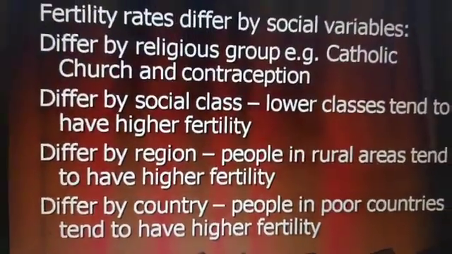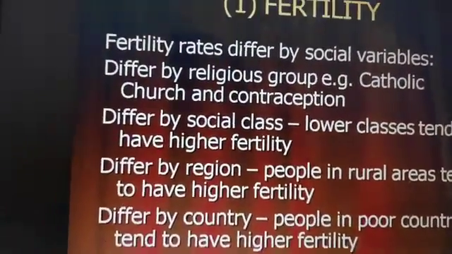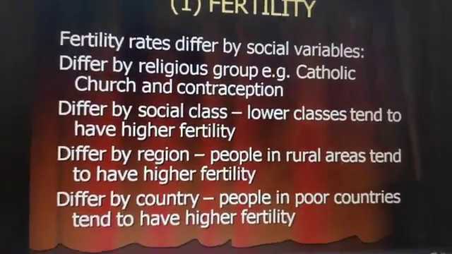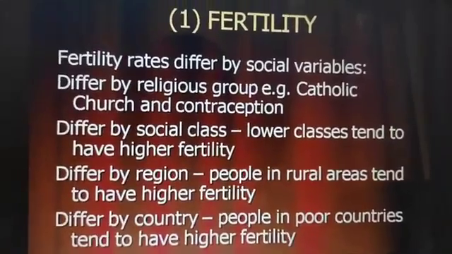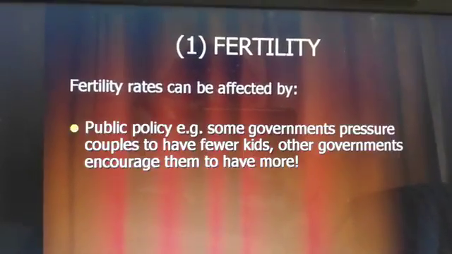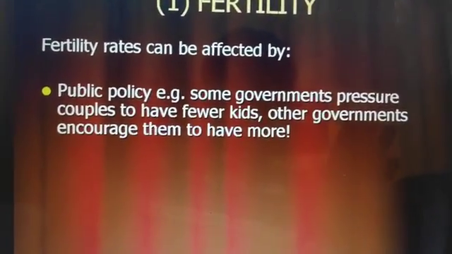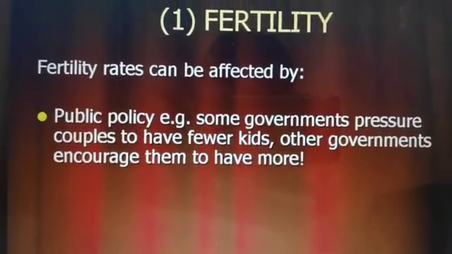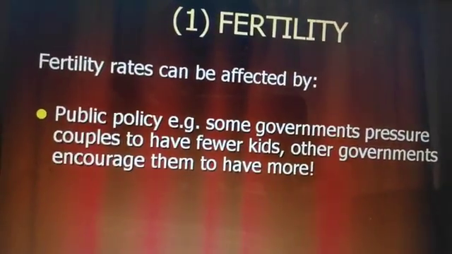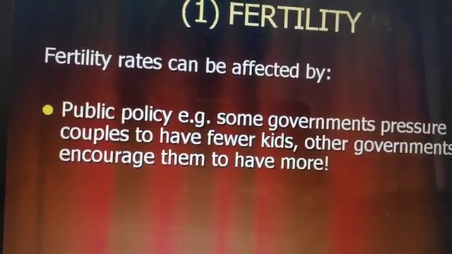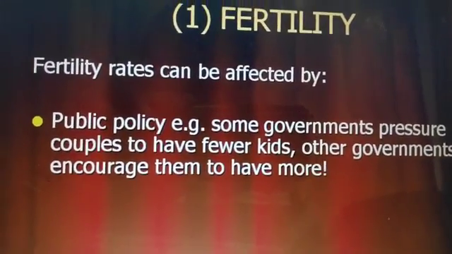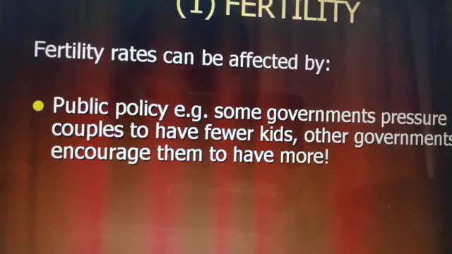So, dear students, these are the issues we have to deal with when dealing with the components of population studies. Within that, the major component is fertility, where you have to start focusing on the social variables. Then, dear students, the fertility rate can be affected by public policy. That is, some governments pressure couples to have fewer kids and other governments encourage them to have more. As I told you earlier about the case of China, once there was a one child policy, compulsory for all, and they were able to curtail their population within limited time. So public policy affects the fertility rate.